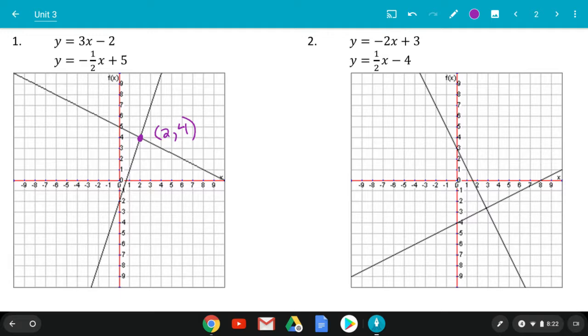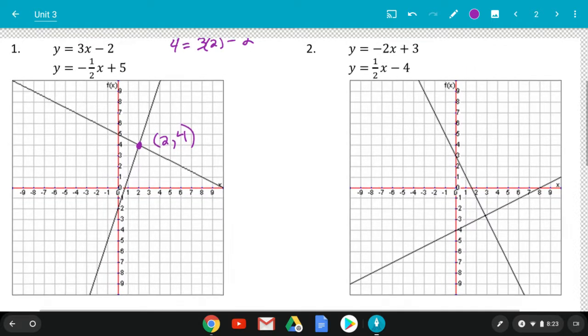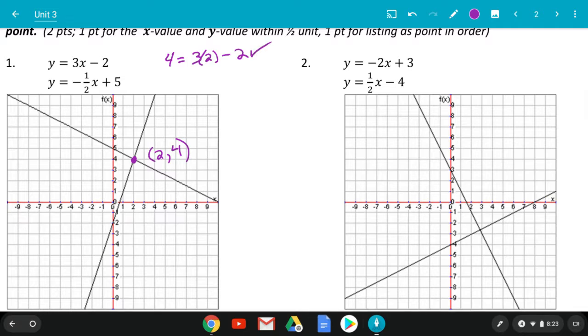Now, what is a solution to a system? Well, here's what it is. A solution to a system is the point that I can actually plug into both of those equations and it works. So watch this. 2 is my x, 4 is my y. Watch what happens when I plug it into this first one. Does 4 equal 3 times 2 minus 2? 3 times 2 is 6, minus 2 is 4, yes. It worked.